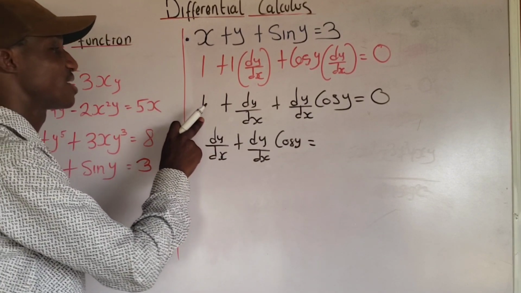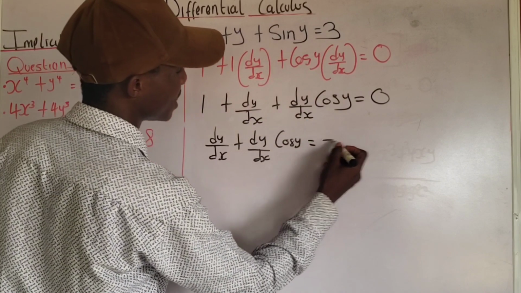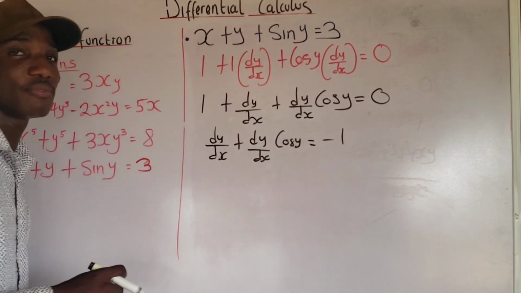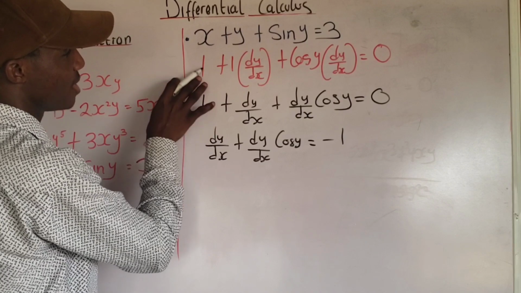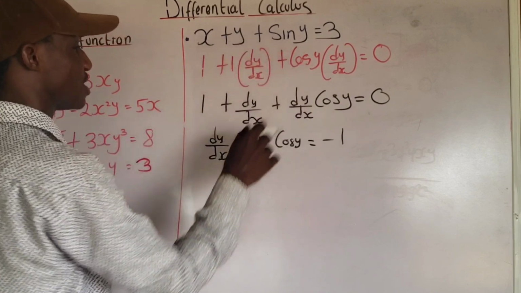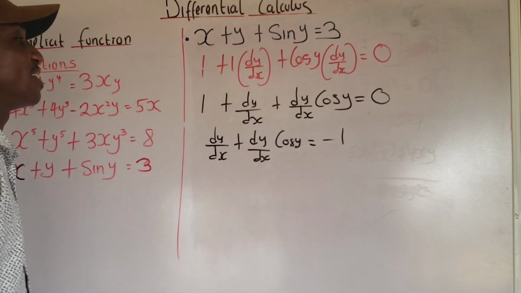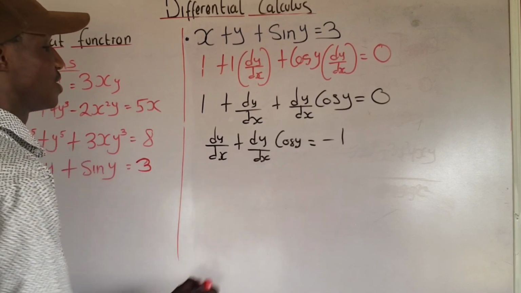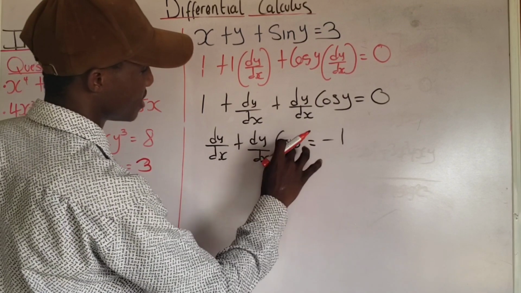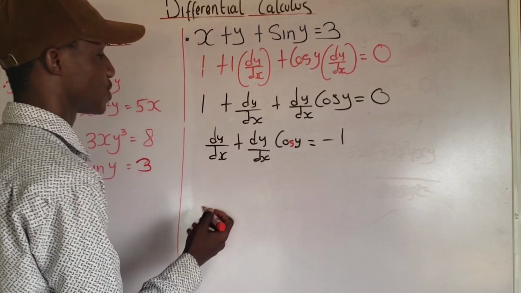now I'm going to take this 1 to the other side, so it's going to change to negative, because this 1 doesn't have dy/dx. So if it crosses the equals sign to the right-hand side, it's going to add a negative sign. So now the next step is to factorize.